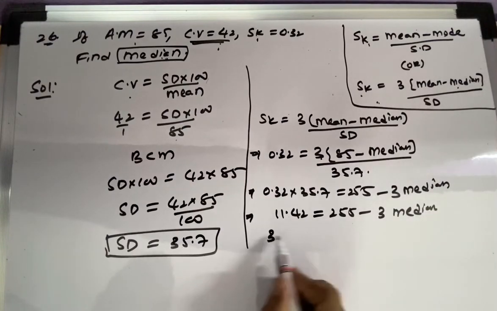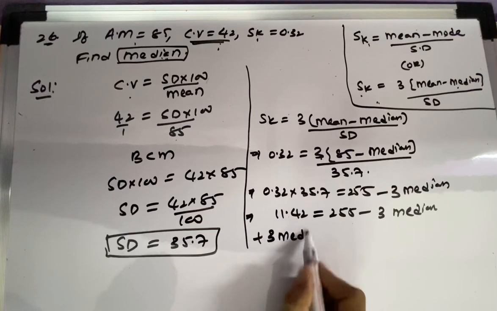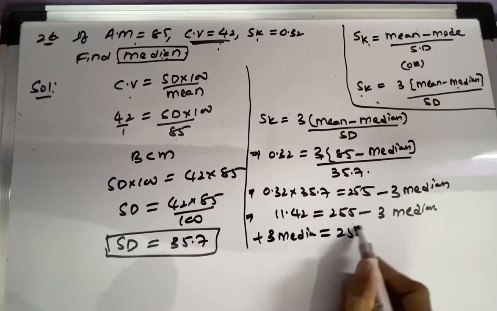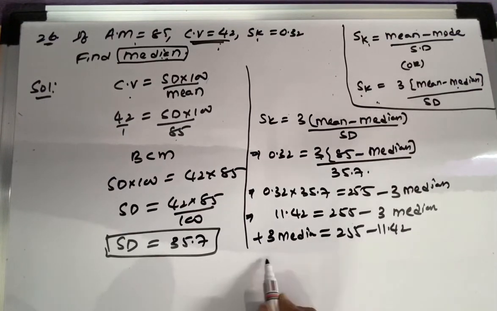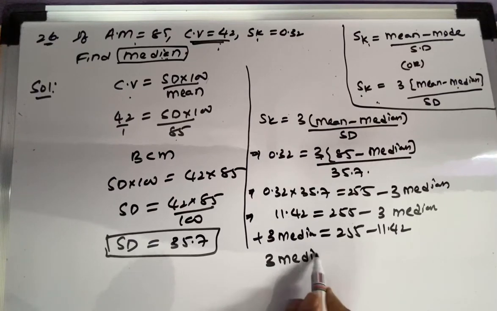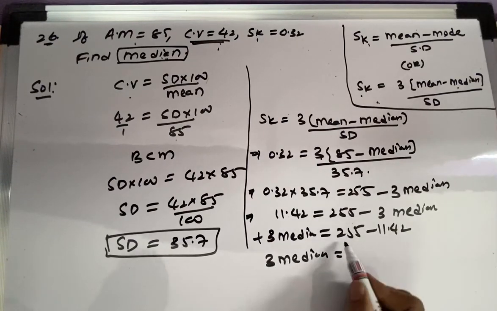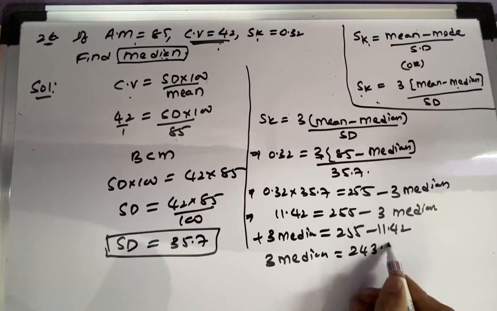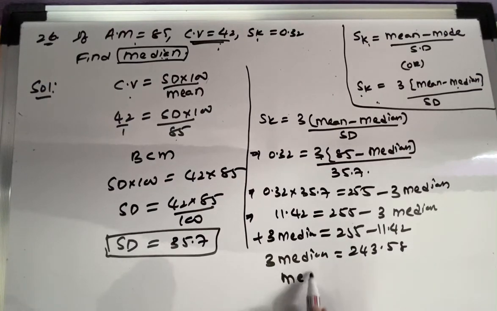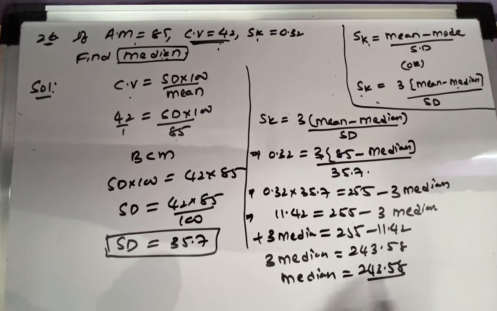Now 3 median comes to left side, becomes plus 3 median equals to 255 minus 11.42. So 3 median equals to 255 minus 11.42, which is 243.58. So median is 243.58 divided by 3, this 3 goes to the denominator, which is 81.1.